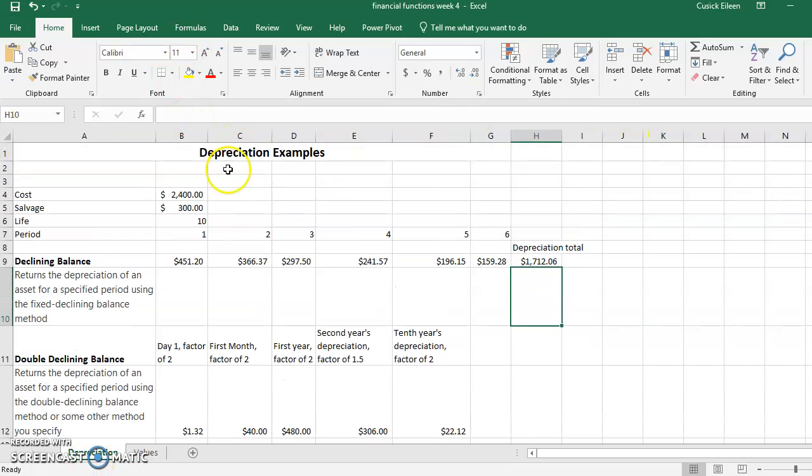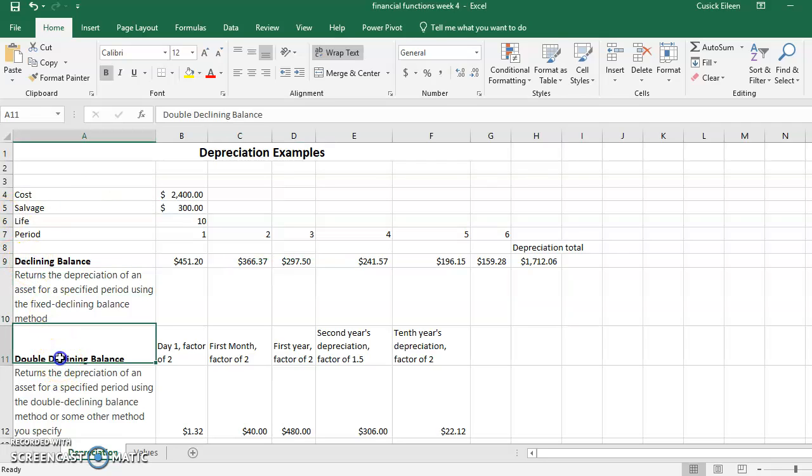So we have an example here of depreciation, a couple of examples. We have declining balance and we have double declining balance. So in the declining balance example, it returns the depreciation of an asset for a specified period using the fixed declining balance method. So if you're running a business and you purchase an item, you can take depreciation off for tax purposes. So the item depreciates a certain amount every year through the period of its life.